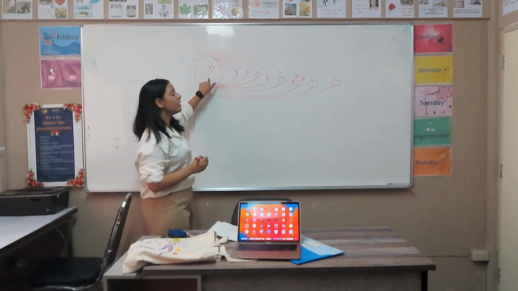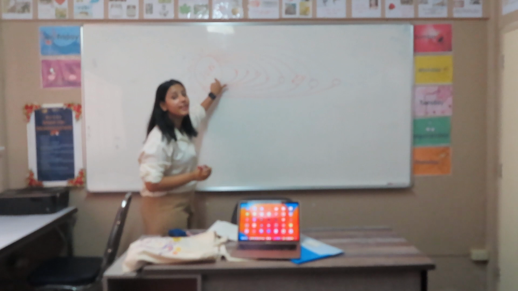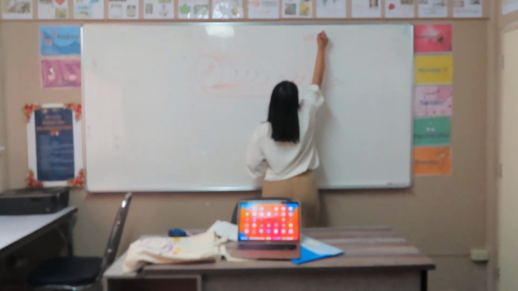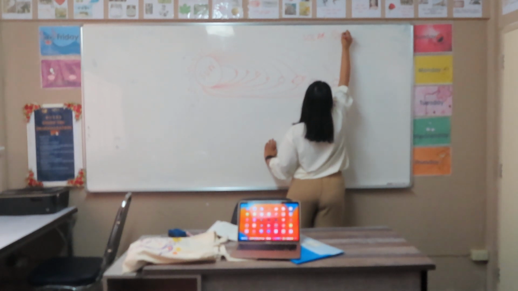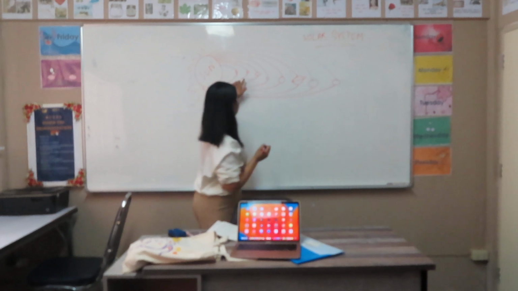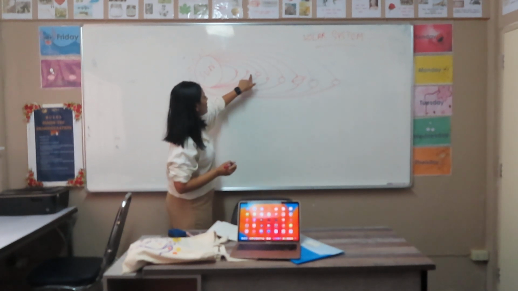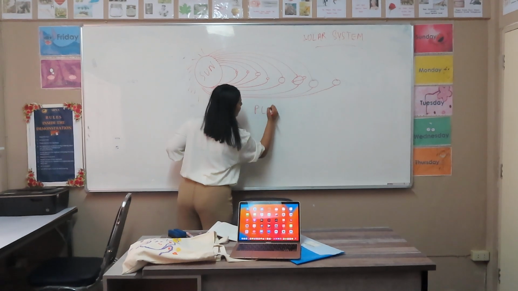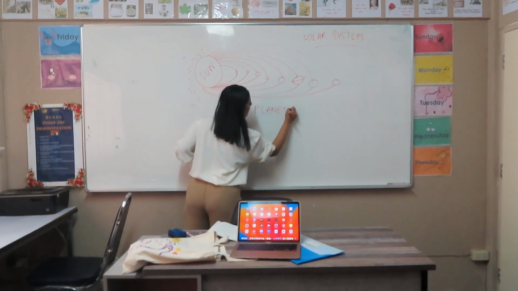When do we see the sun? Morning or at night? The morning. So this is the sun. And this is called the solar system. Alright? Now these are called, what are these circles? These are called planets. Look at this. Planets.